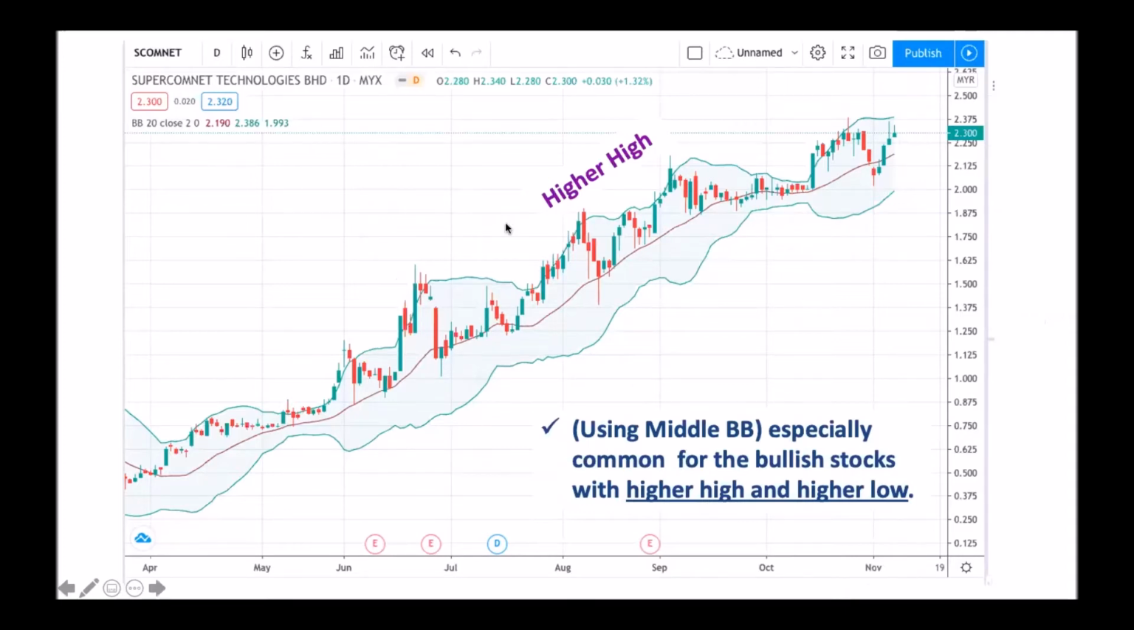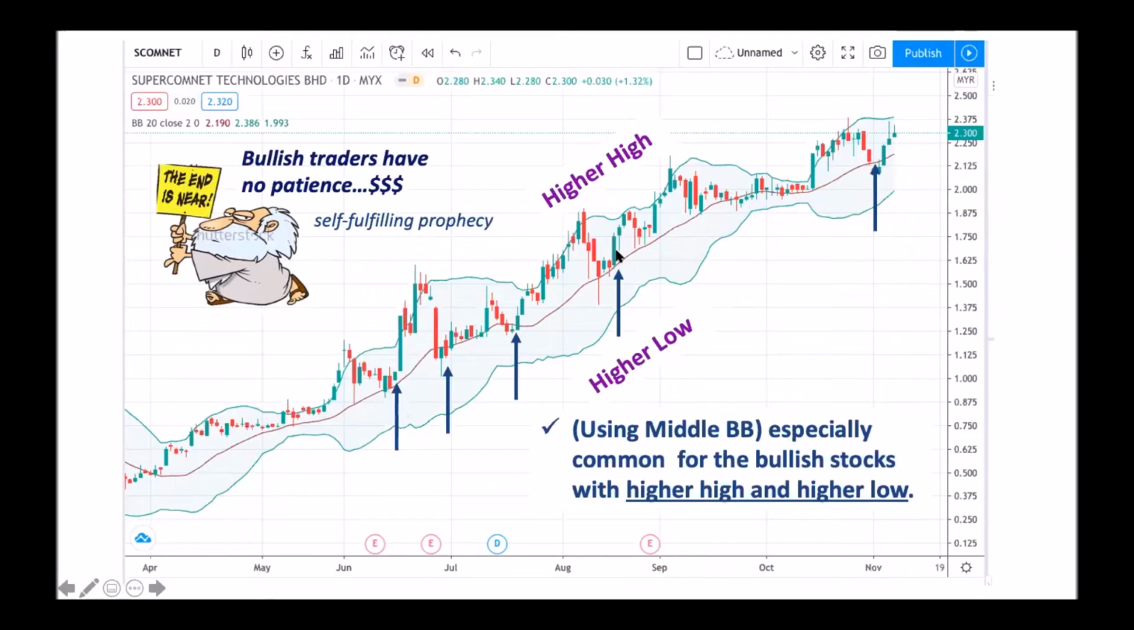We touched a little bit on this last week. And the low will be higher than the previous low. So eventually, over time, it's going up in a straight line. You can see that most of the price did not reach the bottom BB. It reached the middle, then the price went up again. Okay. So bullish traders may not have the patience, that's why they don't wait until the price goes down to the bottom.